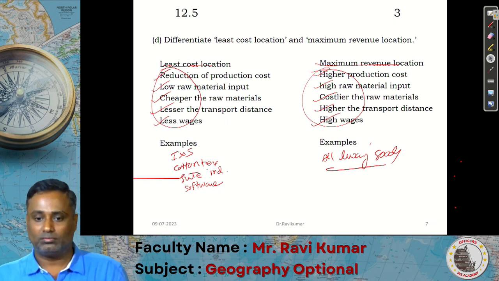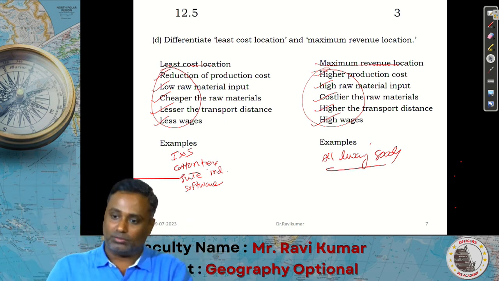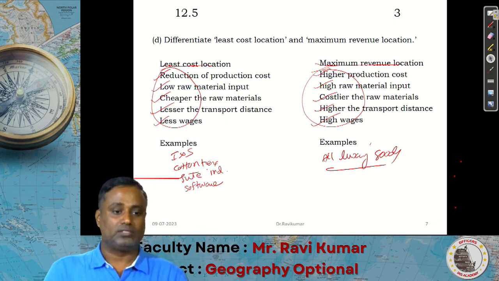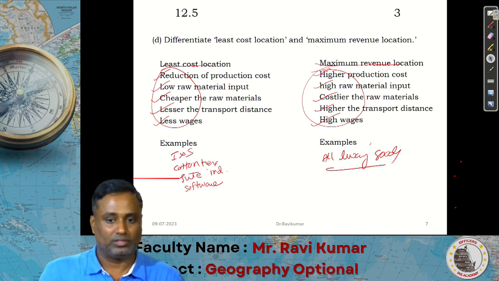Tata Nano, least cost production. Hyundai company, least cost production. Toyota, least cost production. So these all are based on least cost production, but all the basic goods that the public needs always go with the least cost production only. Clear?